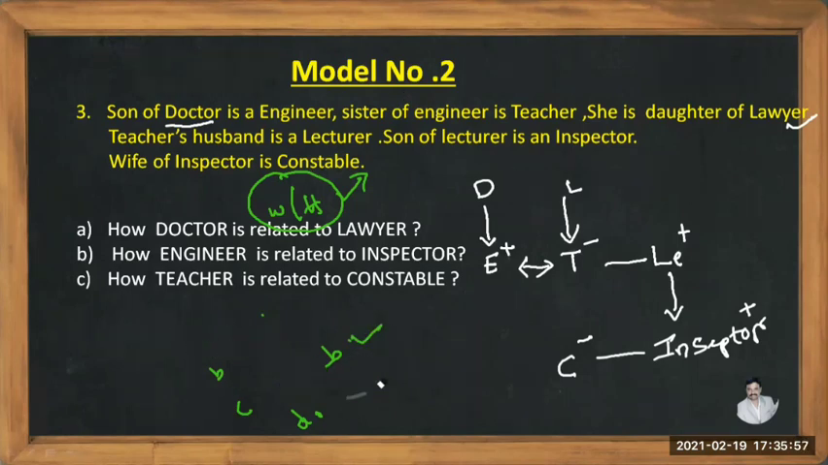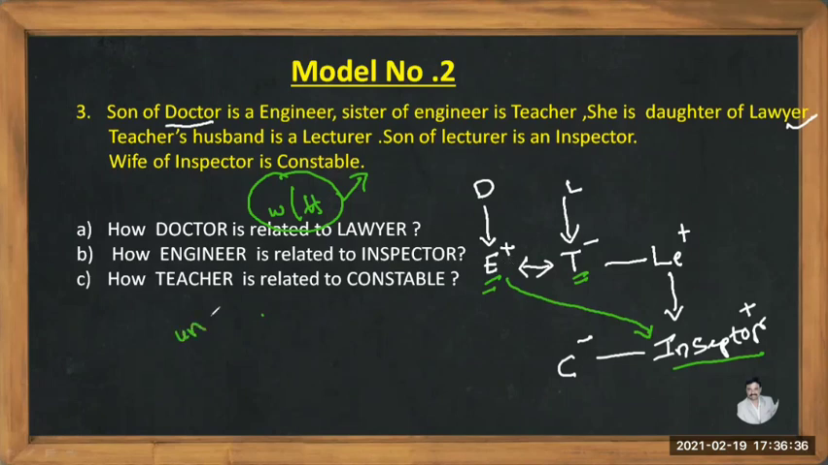Now the next question, see how the engineer is related to the inspector. So who is the inspector first of all? He is the son of the lecturer. Who is the lecturer here? He is the husband of the teacher. Who is the teacher? She is the sister of the engineer. Means we can say that the engineer is nothing but the inspector's mother's brother. So the engineer must be the maternal uncle.